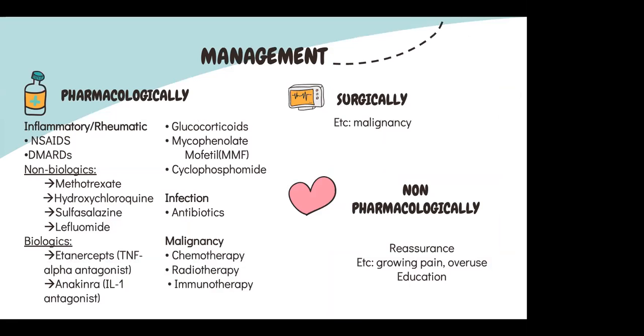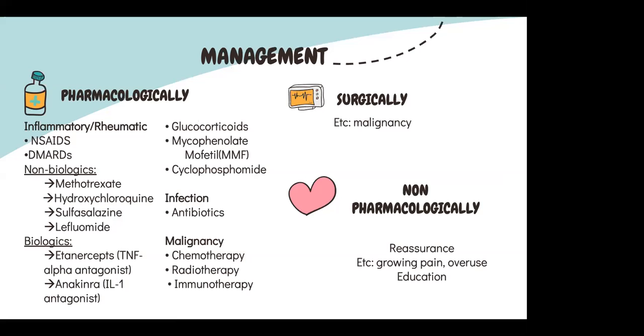So pharmacologically, it depends on the etiology of the disease. If it is an inflammatory type, then you might consider NSAID, DMARDs, glucocorticoid. And if it is not resolved, then you might think of other anti-inflammatory drugs such as non-biologic, biologic. And if it is infection, then you might think about giving antibiotic. If it is malignancy, then you can do chemotherapy, radiotherapy, immunotherapy.